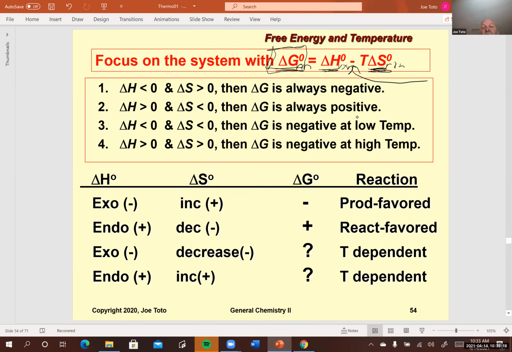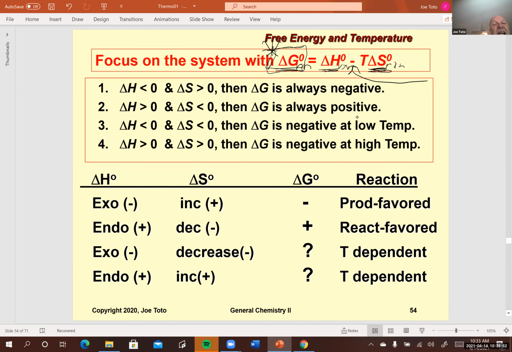So the question is, what do the signs of delta H and delta S have to be to dictate the sign of delta G, and therefore tell me if I'm dealing with a spontaneous or non-spontaneous reaction? And so I have here all four possible combinations of delta H and delta S that you'll run up against for all the reactions that you have to consider.